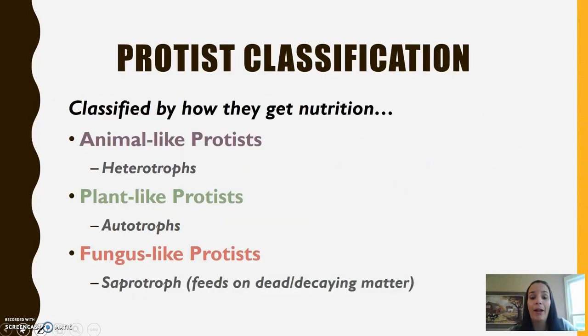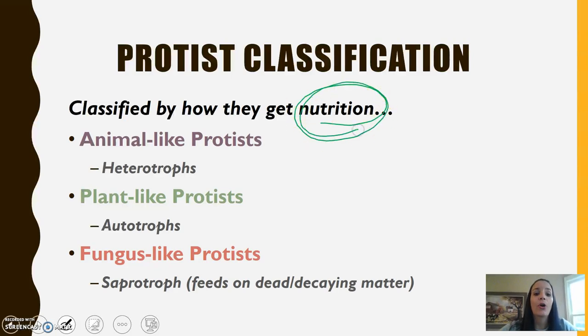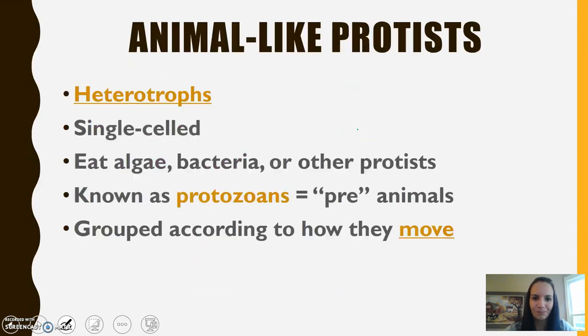Now that we know a little bit about how eukaryotes came to be, let's talk about how protists are classified. First of all, you need to know they are classified by how they get their nutrition. So heterotroph, autotroph, and saprotroph are the three major terms we're going to use here. Animal-like protists, just like animals, are heterotrophs. They need to consume food for energy. Plant-like protists, just like plants, are autotrophs, meaning they can make their own food. And then fungus-like protists are what you would expect, kind of like fungi. They're saprotrophs. They feed on dead or decaying matter.